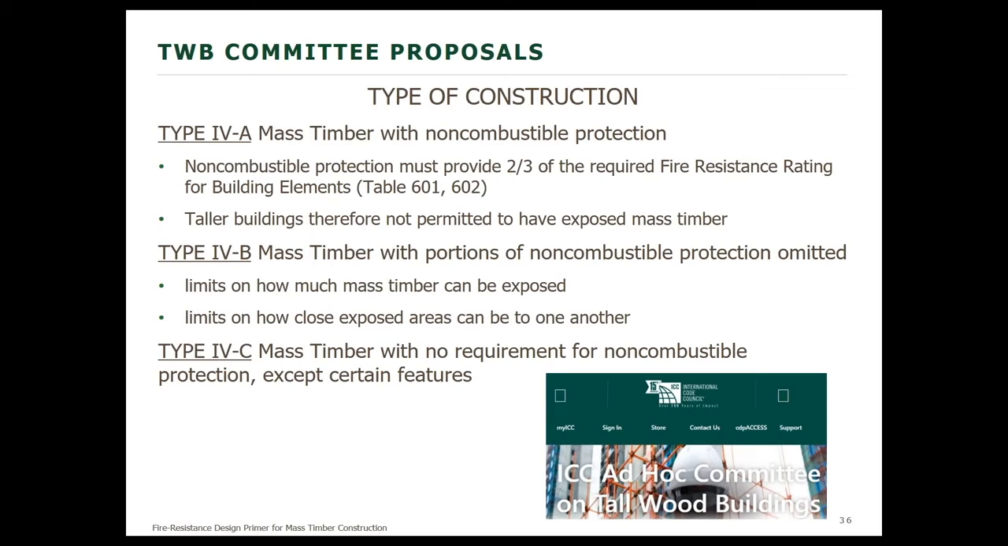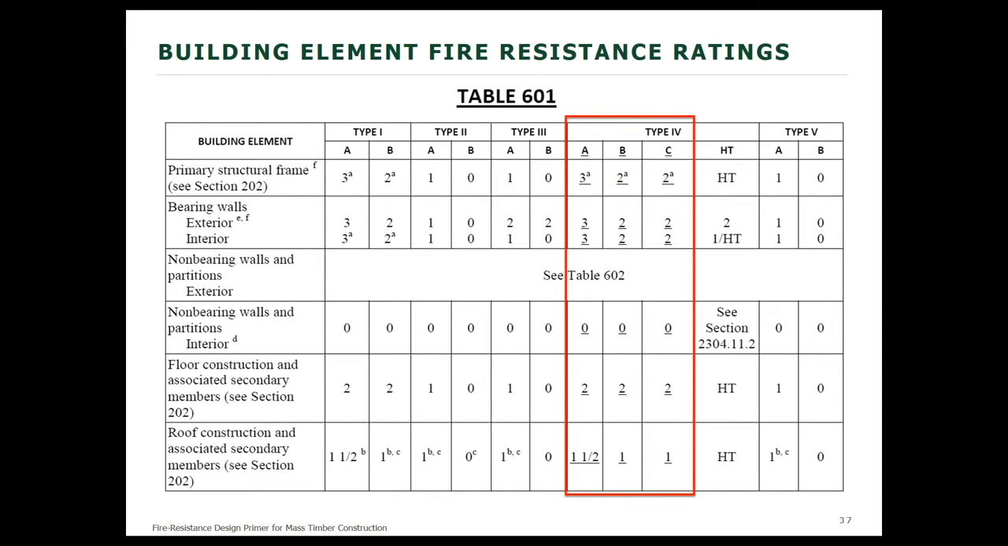In addition to the current type 4 type of construction, one of the things that the proposal does is it adds 3 new types of construction, types 4A, 4B, and 4C. The current type 4 is to remain unchanged, except for its designation, which will be changed to type 4HT.